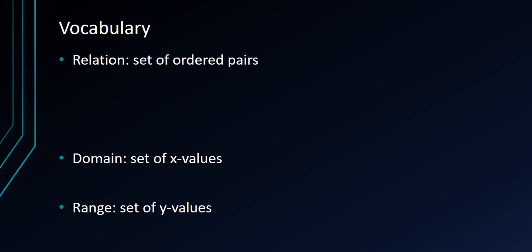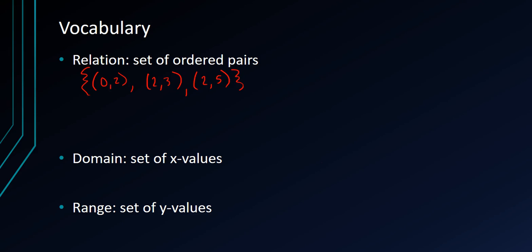So vocabulary, a relation is a set of ordered pairs. For example, if I had (0, 2) is one ordered pair, (2, 3), and (2, 5). Okay, and we show that as a set using these squiggly brackets. That is a set of ordered pairs, so that would be a relation.